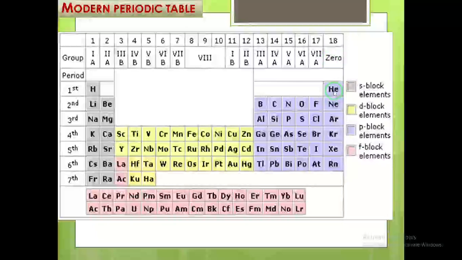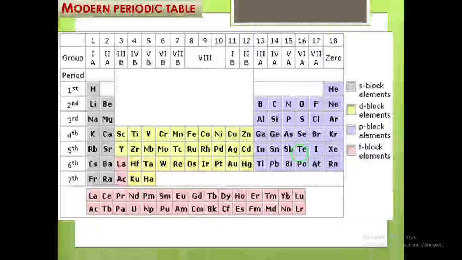For example, helium has 2 electrons in its outermost shell, which is the maximum possible. Neon has 8, which is the maximum possible. That's why it's called what? Group 0. 0 space for what? Extra electrons. Now this block from group 3 to group 0 is called what? The p block.